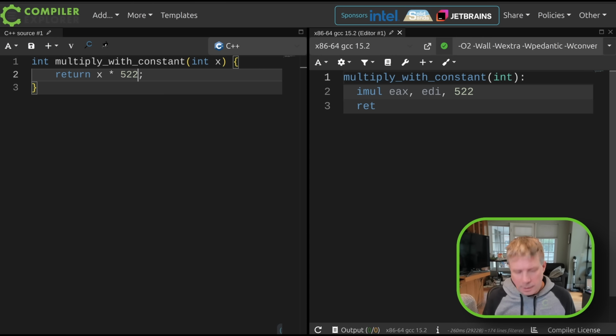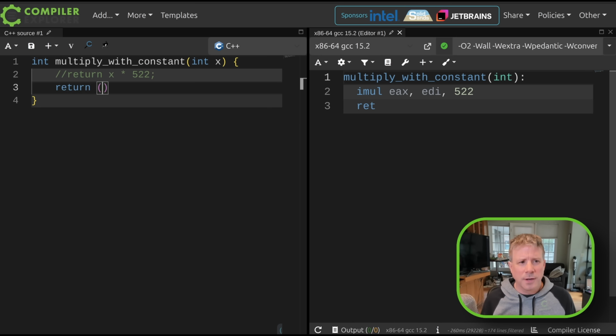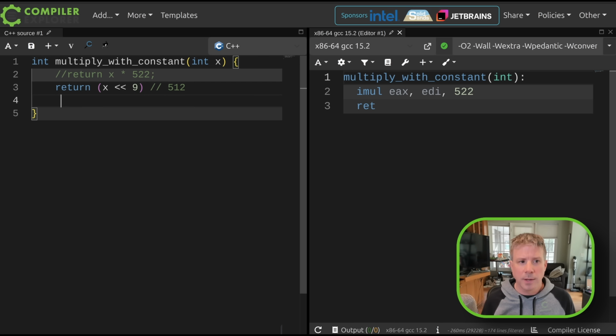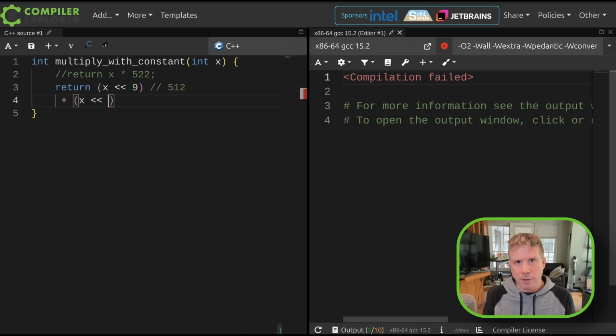So how would that look? We want x shifted up by 9. 9 would be 512, so this is 512, plus x shifted up by, let's think about it, 2, 4, 8, 3. That gives me my 8, plus x shifted up by 1, which is to multiply by 2. So this is x times 512, x times 8, x times 2, and then we're going to compile that and see what the compiler generates.